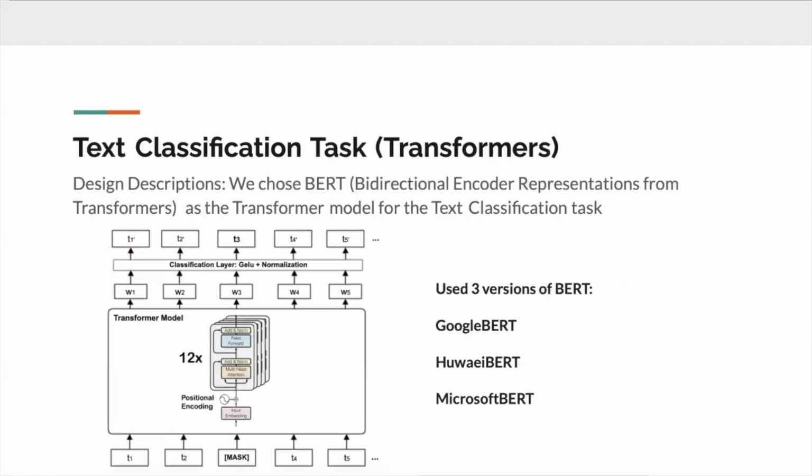For text classification tasks, we used BERT, which is Bidirectional Encoder Representations from Transformers, a transformer-based architecture that utilizes a bidirectional approach, enabling it to capture context from both directions of a sequence. It consists of multiple transformer encoder layers that process input data in parallel, allowing for deep contextual understanding. We use three versions of BERT: Google BERT, Huawei BERT, and Microsoft BERT. Each of them has the same architecture, but different sizes.